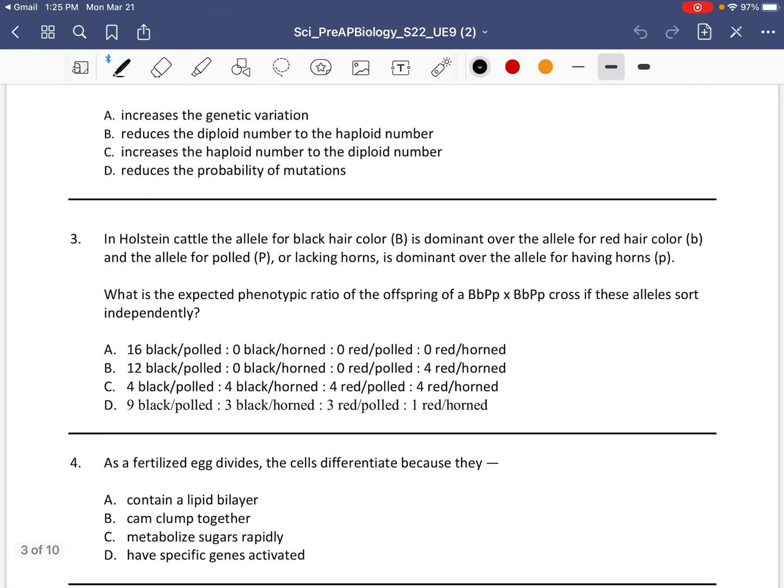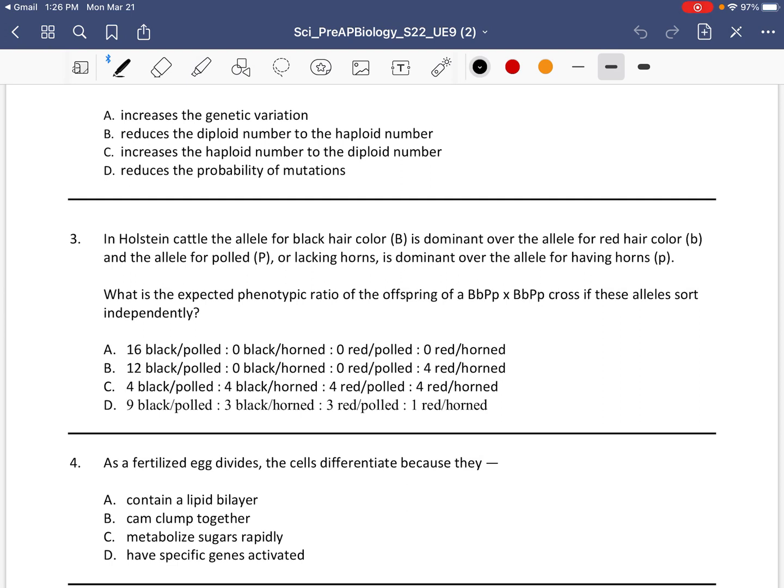Question 3. In Holstein cattle, the allele for black hair color, capital B, is dominant over the allele for red hair color, lowercase b, and the allele for polled, capital P, or lacking horns, is dominant over the allele for having horns, lowercase p. What is the expected phenotypic ratio of the offspring of a capital B, lowercase b, capital P, lowercase p, by capital B, lowercase b, capital P, lowercase p cross if the alleles sort independently?